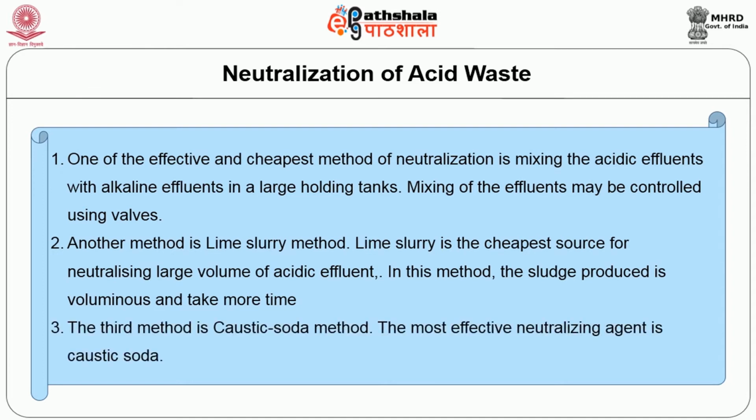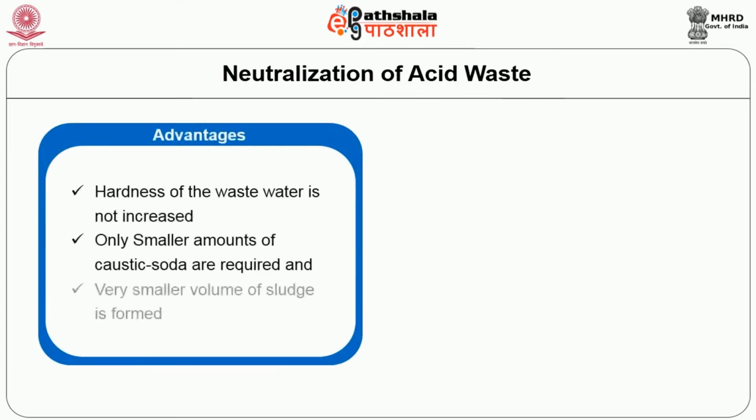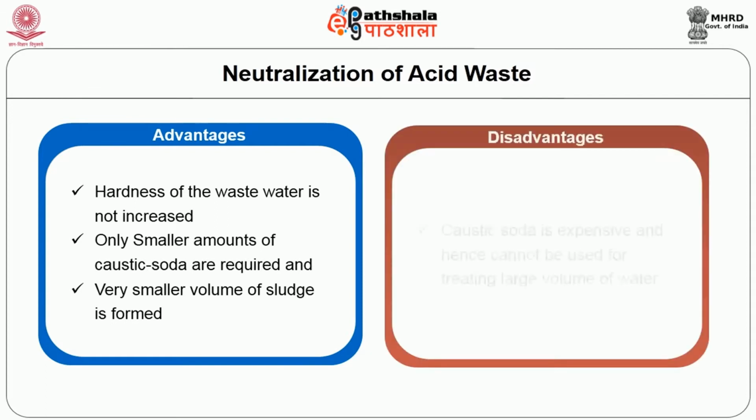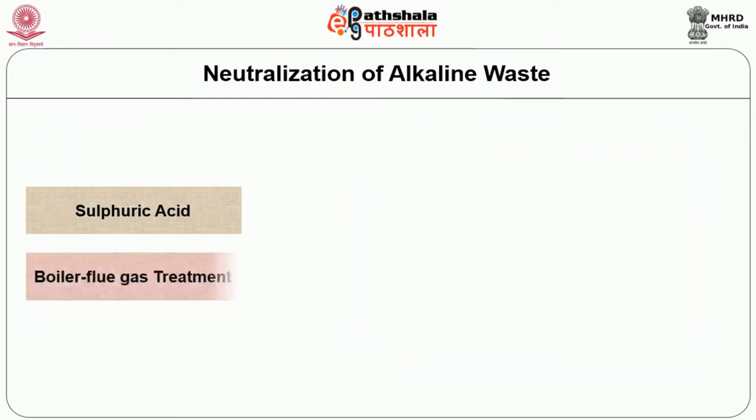The third method is the caustic soda method. The most effective neutralizing agent is caustic soda. The advantages of the caustic soda method over other methods are: hardness of the wastewater is not increased, only smaller amounts of caustic soda are required, and a very small volume of sludge is formed. The disadvantage of this method is that caustic soda is expensive and hence cannot be used for treating large volumes of water.